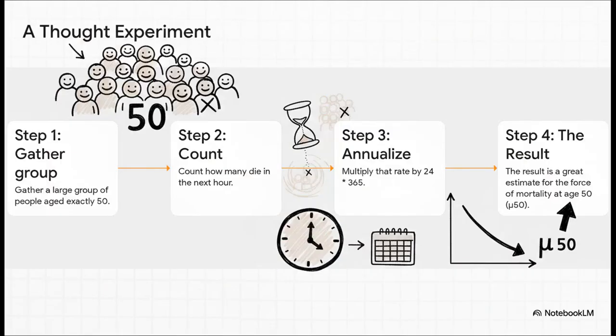Now, to make this less abstract, let's try a little thought experiment. Imagine you gather a massive group of people, and they are all turning exactly 50 years old today. Now, you watch them for just 1 hour, and you count how many pass away. If you take that very small number and then scale it up to an annual rate, multiply by 24 hours times 365 days, what you get is an amazing real-world estimate for the force of mortality at age 50, mu 50. It's the annualized rate of death based on what's happening right now.